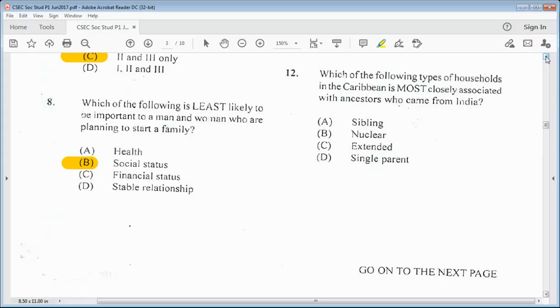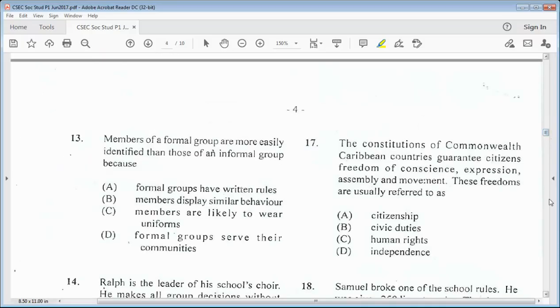Which of the following types of households in the Caribbean is most closely associated with ancestors who came from India? A, sibling, B, nuclear, C, extended, or D, single parent? We know it is an extended family, so C. Let's go on to number 13.